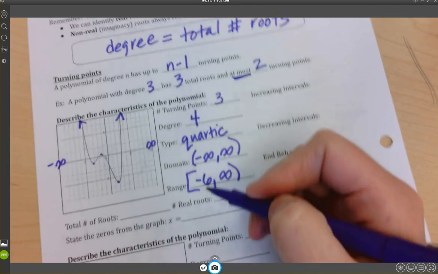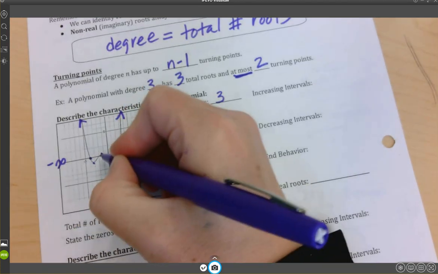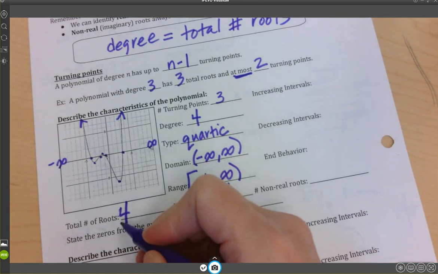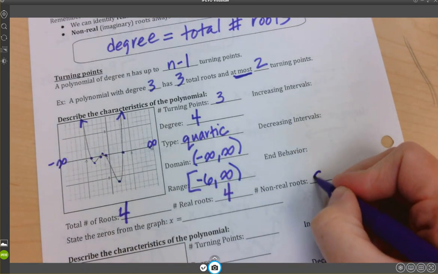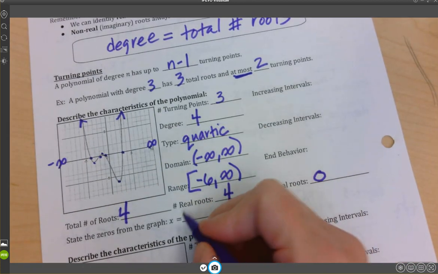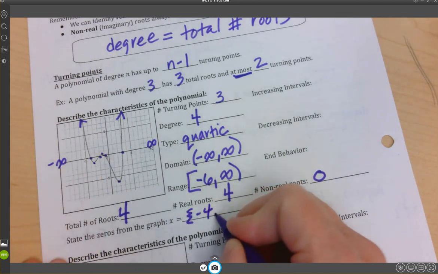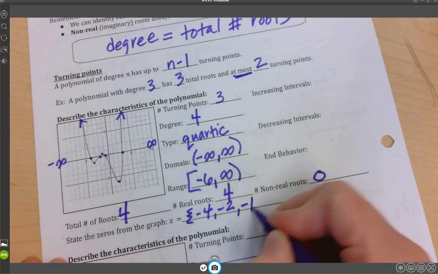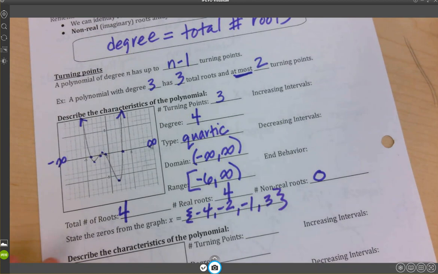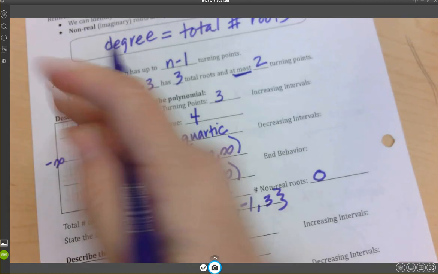Because the degree is 4, we have 4 total roots. When I look on the graph, I see 1, 2, 3, 4, so 4 real roots, which means 4 total, and 4 of them are real. I have 0 non-real roots. Reading on the graph, it looks like my zeros, or my roots, the x-intercepts, are negative 4, negative 2, negative 1, and 3.